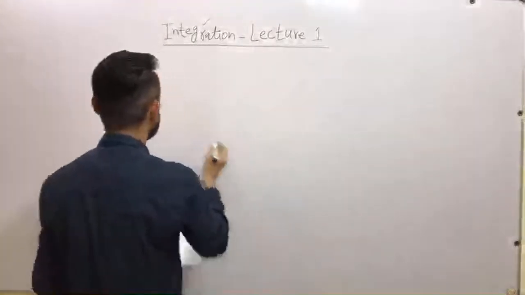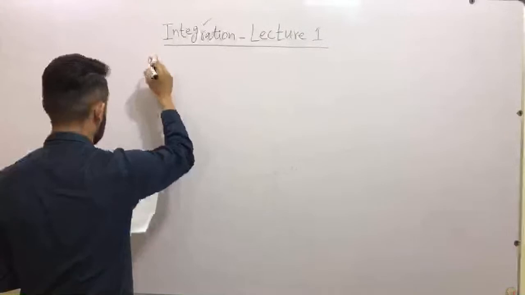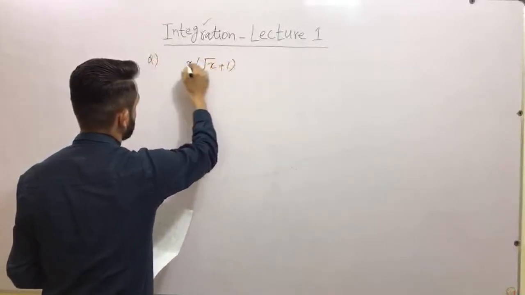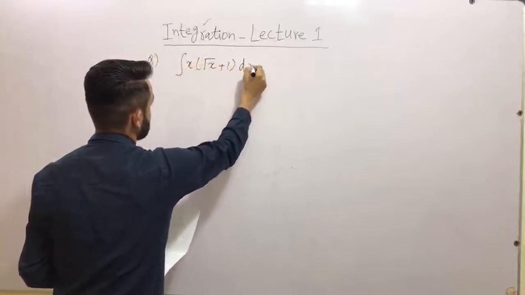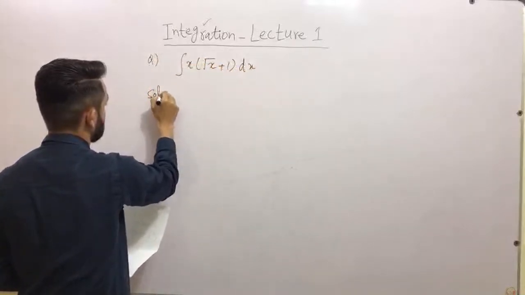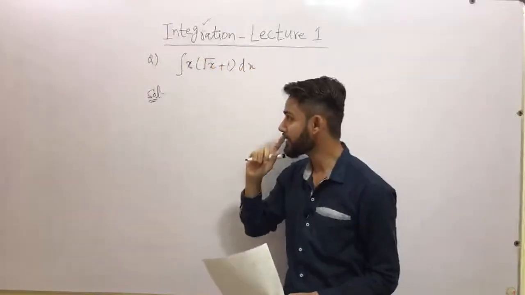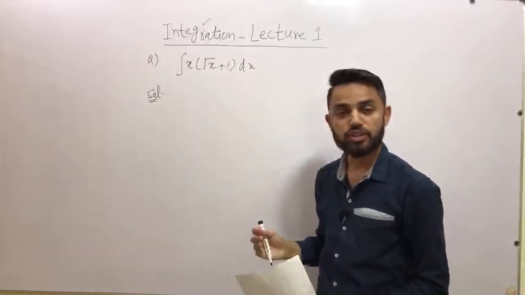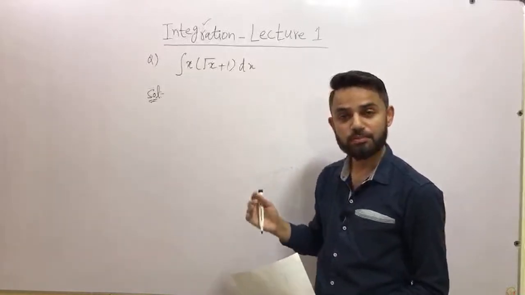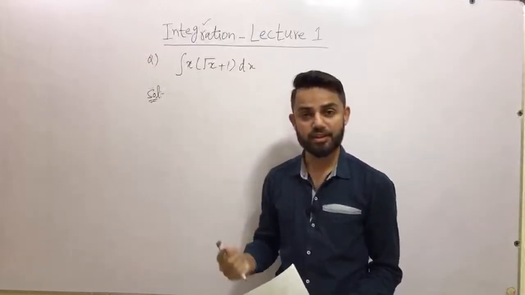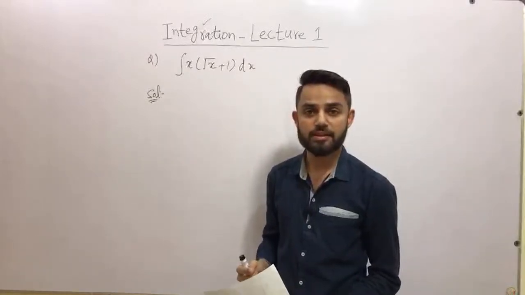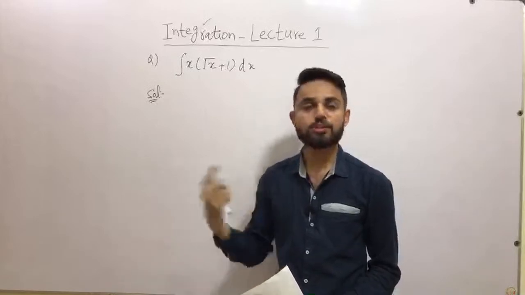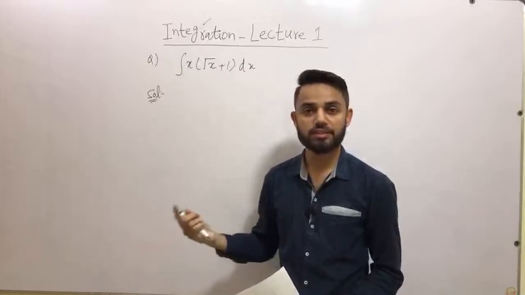Okay, the first question is basically about the integral of x times the square root of x plus 1, dx. So this is the first integral that we are going to solve. There is an x and there is this bracket, so how are we going to solve it? You need to go with the basics and try to simplify as much as you can. This is the trick in integration and in differentiation: you need to simplify your function as much as you can, and then you can go for either differentiation or integration.